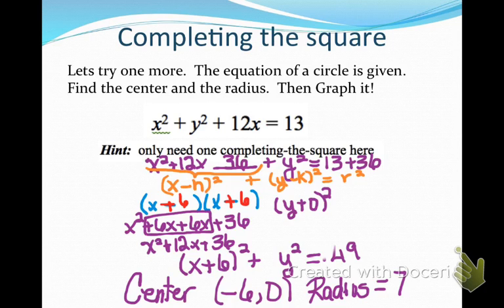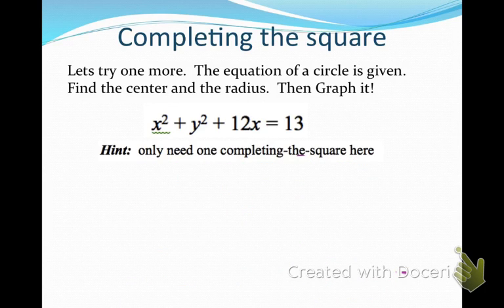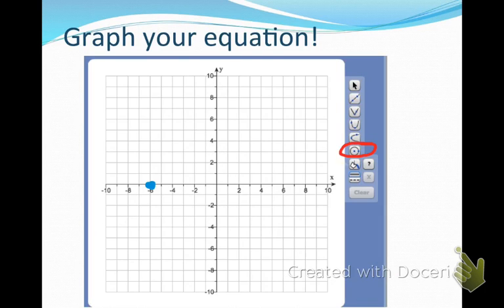Okay, so now to graph it, when you're in Math Excel, oh darn, I guess I didn't graph that one. All right, well, we're going to graph the next one. All right, so, oh yeah, I did. Sorry.